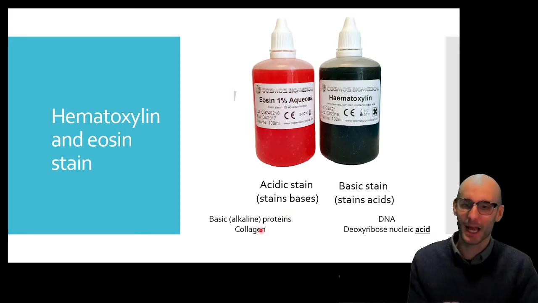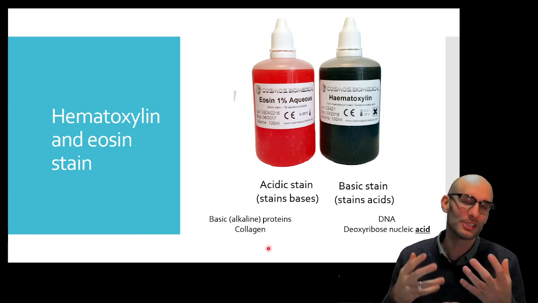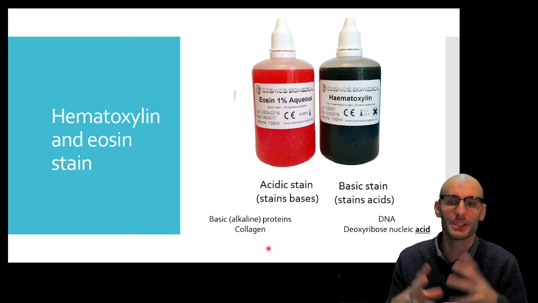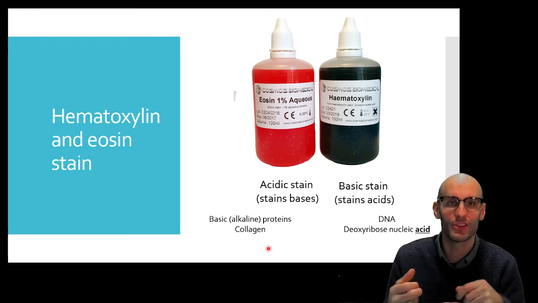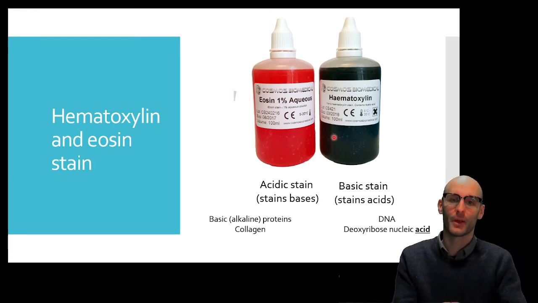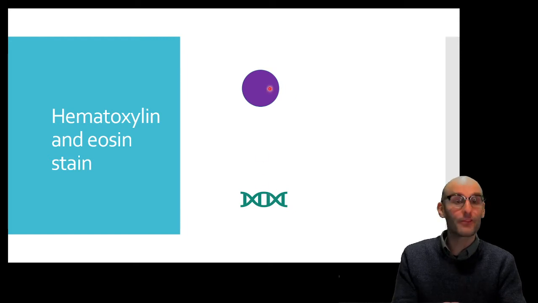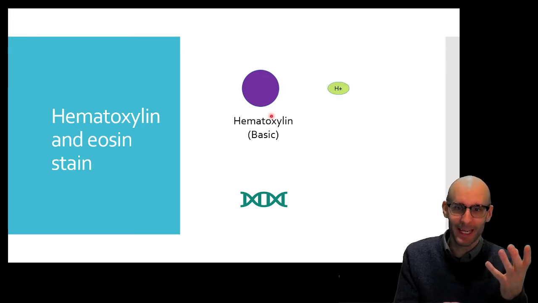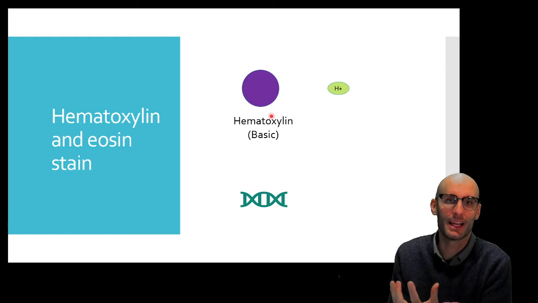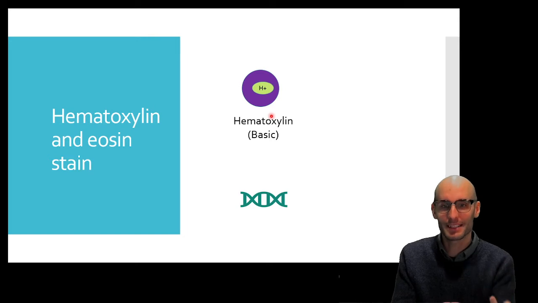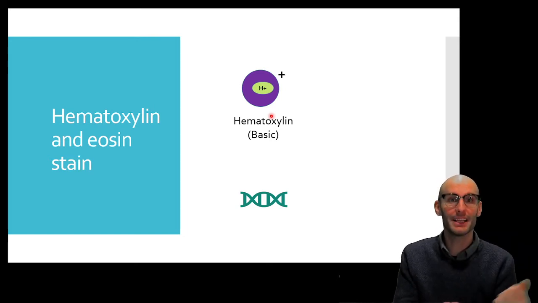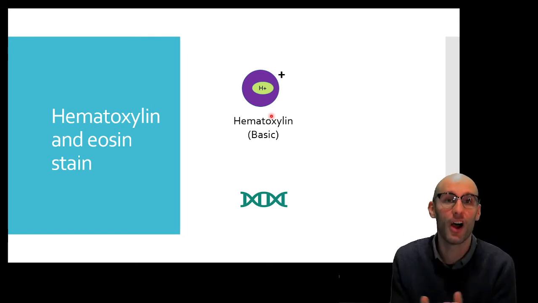And a couple of examples here is the protein collagen is full of basic amino acids, so it's a basic protein. And DNA and RNA, of course, are deoxyribose nucleic acid. So they're acids, so they'll stain with hematoxylin. Just to briefly touch on how that works, this is more of a heuristic. So hematoxylin is basic. What does basic mean? It means that it accepts H+ ions. That's the definition of a base. That's the definition of an alkaline. So it will accept an H+ ion, making it positive, right? So it was a positive hydrogen ion.